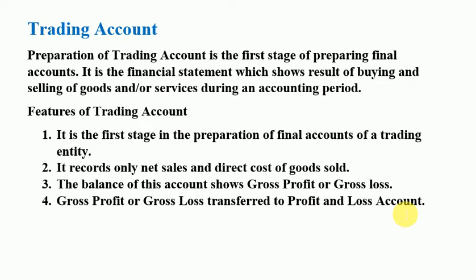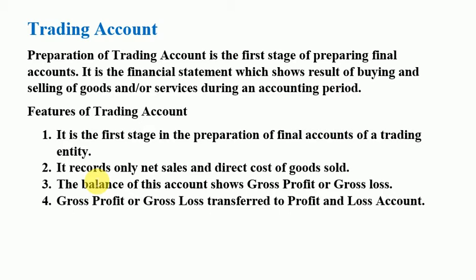So this is the trading account, and this is the first stage of preparing final accounts. Point number 2 says it records only net sales and direct cost of goods sold. So the trading account records all direct expenses, and all net sales or net purchases of the concern or organization. So it records the net sales and direct cost of goods sold, or whatever the direct expenses of an organization are.